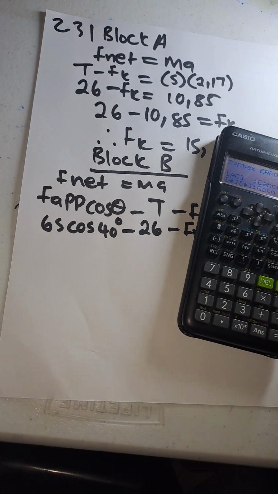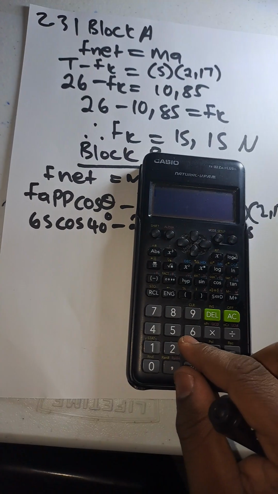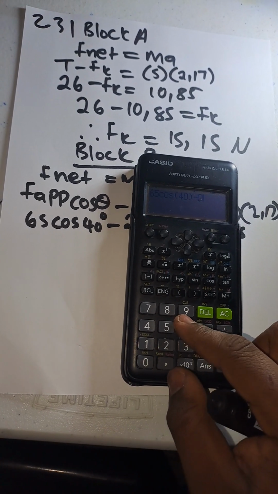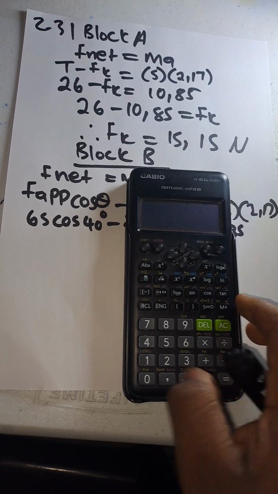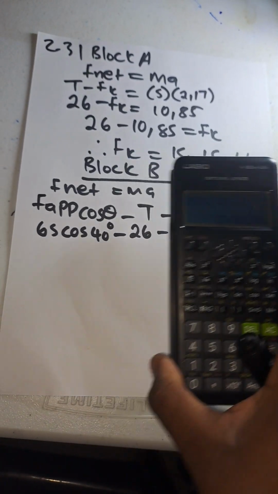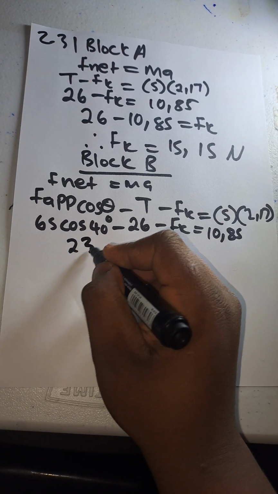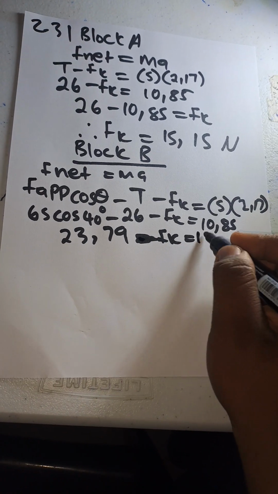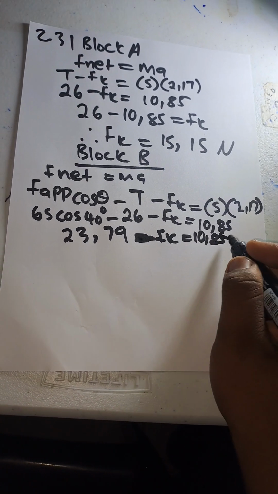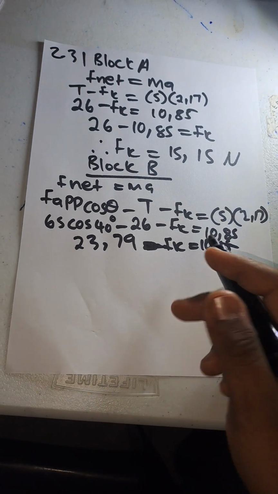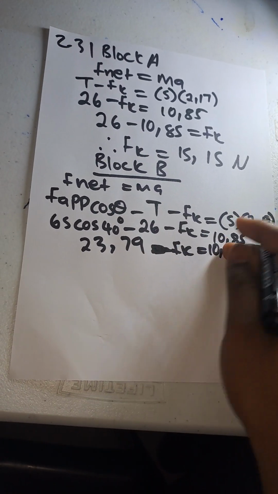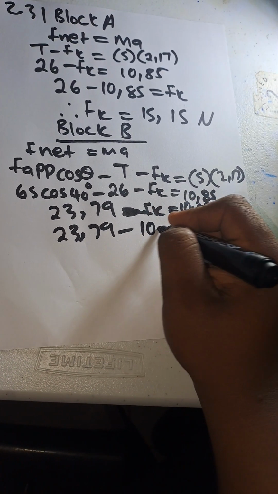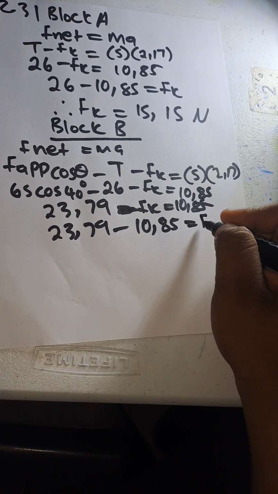Okay, so now let me take down my calculator and write down what I'm getting. So 65 cos 40 minus 26. What am I getting? 23,79. So 23,79, it is a minus Fk, equals to 10,85. But as you can see, the Fk is still negative, right? So I can take this Fk to the other side and take this one to this side. So 23,79 minus 10,85, right? It is equals to Fk.